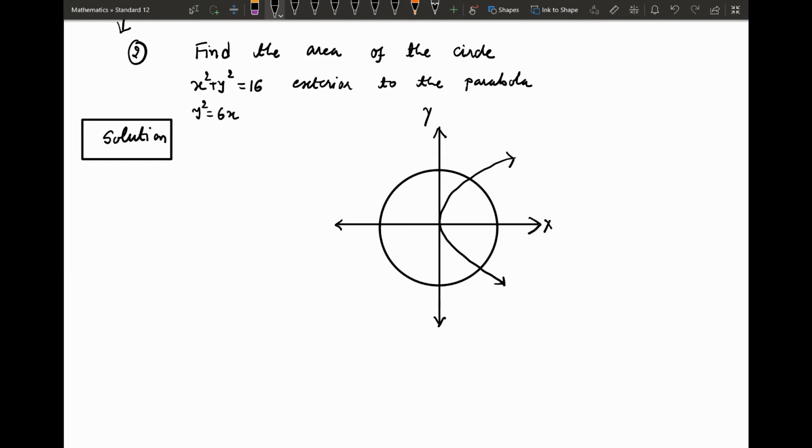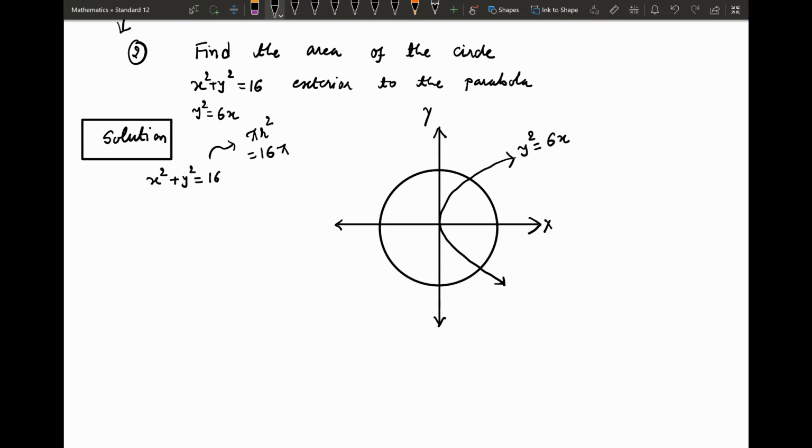Now exterior to the parabola. This is the parabola, y square equal to 6x. Say x square plus y square equal to 16. So for this circle, area of the circle according to pi r square is 16 pi. So for the entire circle, its area is 16 pi.